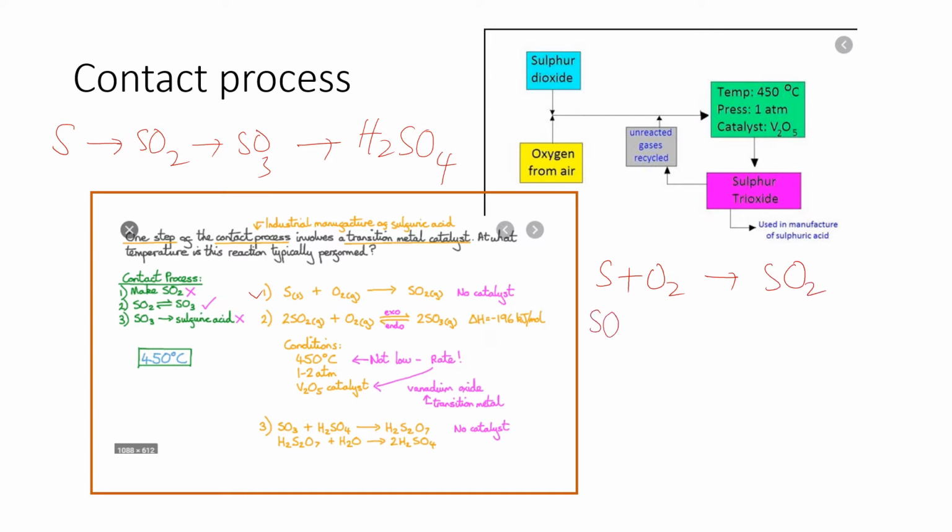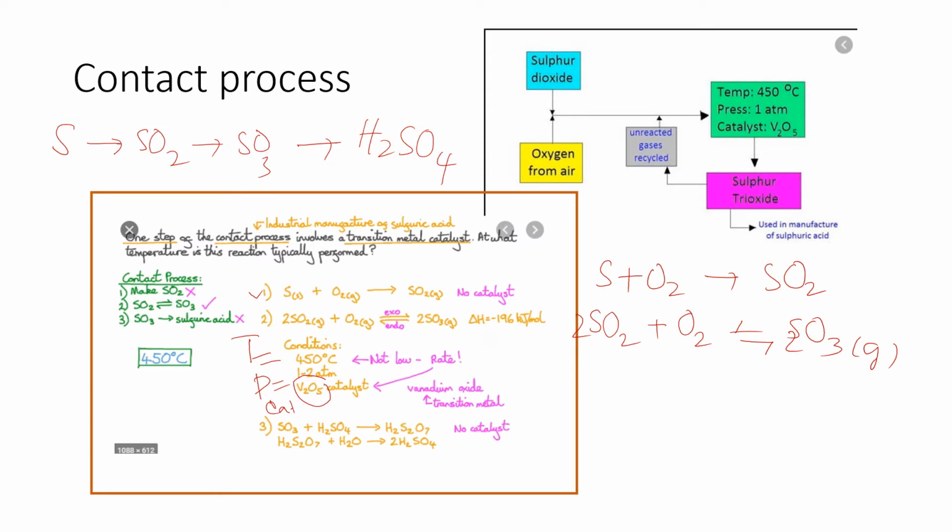The SO2 then burns further into SO3. This reaction actually is an equilibrium reaction. There are some conditions for this step. The first, the temperature is 450 degrees Celsius. The pressure is 1 to 2 atm and the catalyst is vanadium(V) oxide.